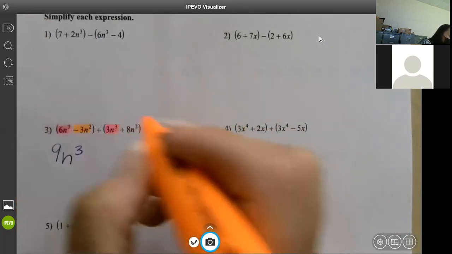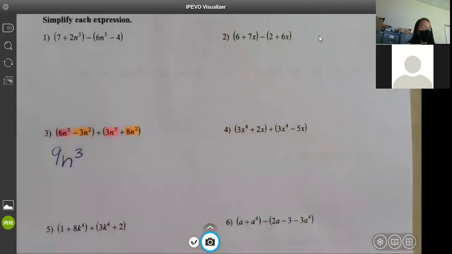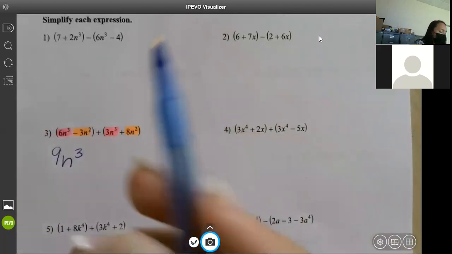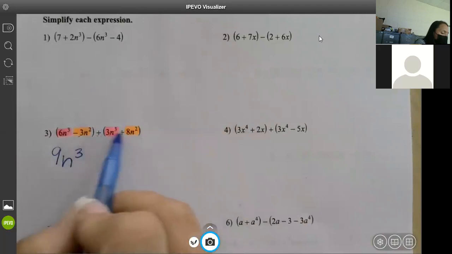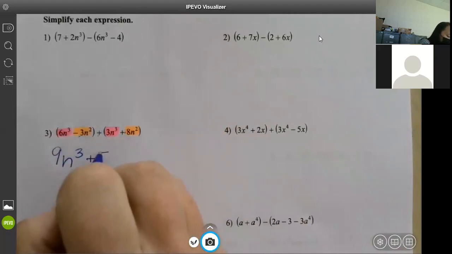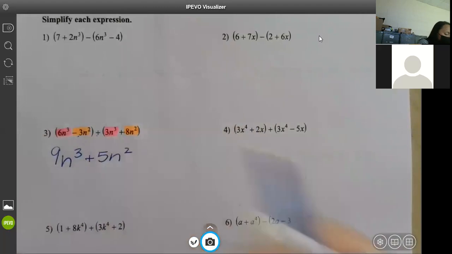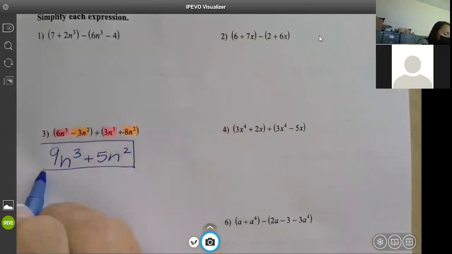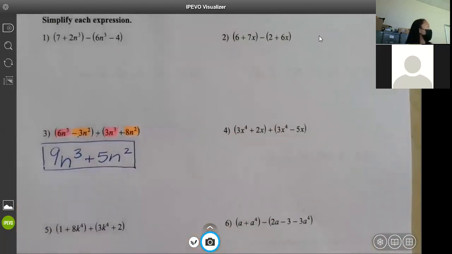All right, so then we have n squared and n squared. So we're going to put those together. You just add the numbers in front. -3 plus 8 is a +5, and n squared made them alike. That's all you do. It doesn't get any harder than that. Okay, so you're just adding the numbers. If you need a calculator, you can go grab one.